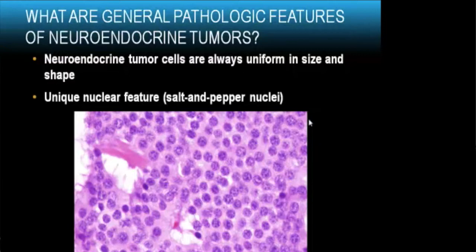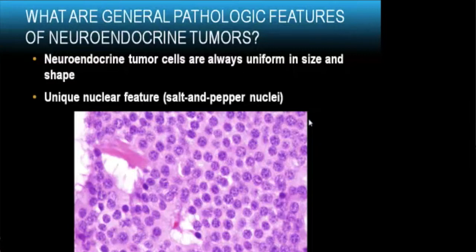So what are the general pathology features for neuroendocrine tumors? There are two major features in neuroendocrine tumors. Number one is that neuroendocrine tumor cells are always uniform in size and shape. So I have one picture shown here. You look at this picture, this high power field, you can see that all the cells seem very, very similar. So we always see it's very uniform.